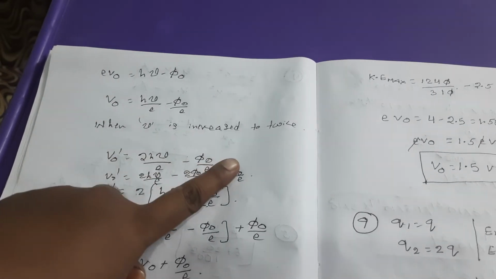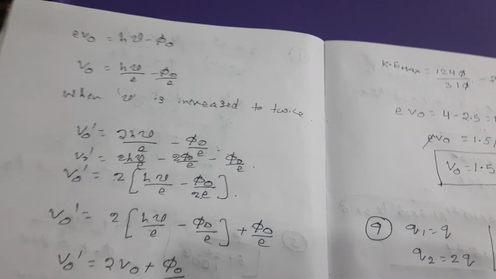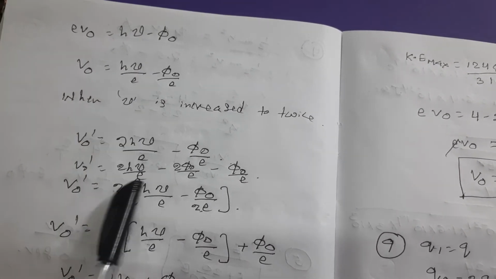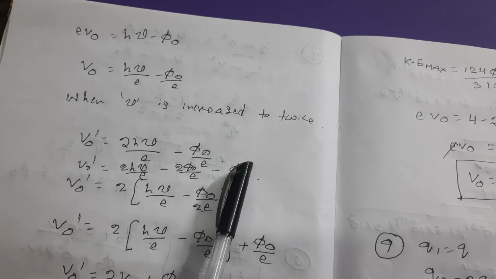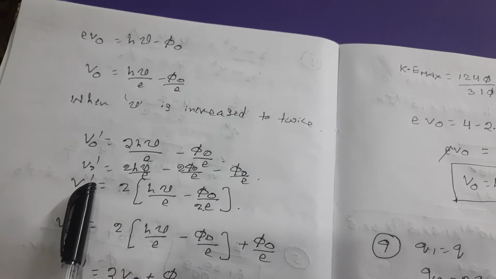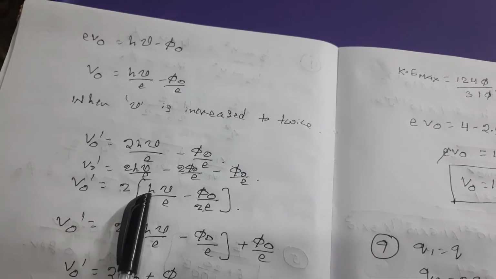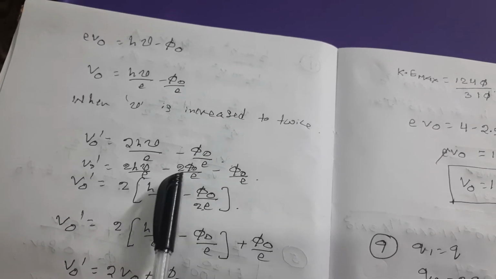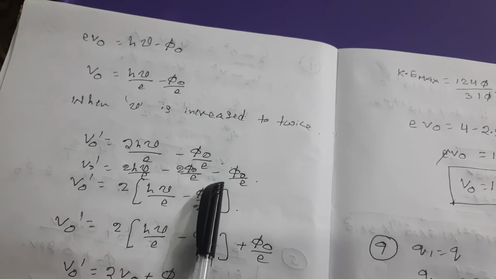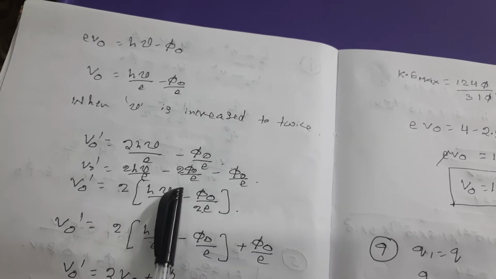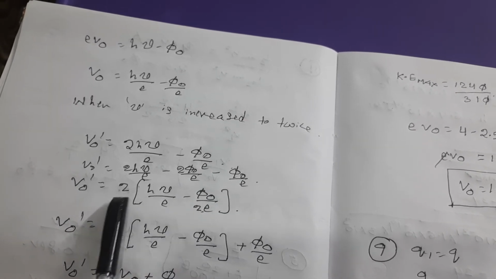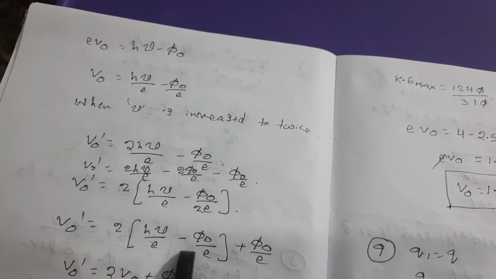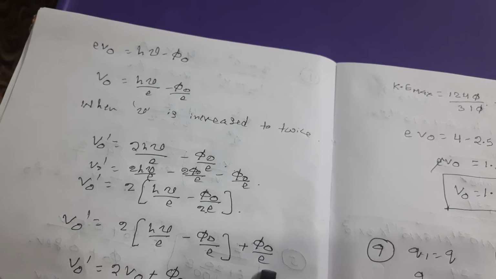When nu is increased to twice, so frequency is increased to twice, instead of h nu we write 2h nu by e minus phi naught. Then V0 dash equals 2h nu by e minus phi naught by e. Taking 2 common inside, h nu by e minus phi naught by 2e plus phi naught by e, like that you are getting.